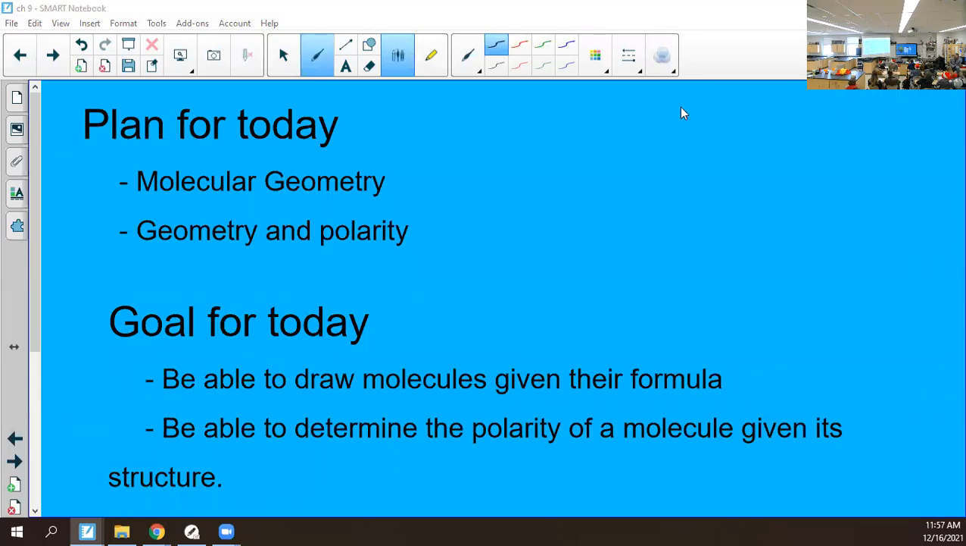The plan is molecular geometry, and then geometry and polarity and how they relate, so whether it's polar or non-polar based on its structure. So the goal is to be able to draw molecules given their formula, like their molecular shapes. We should be able to name them and describe them, and then be able to determine the polarity of a molecule given its structure.